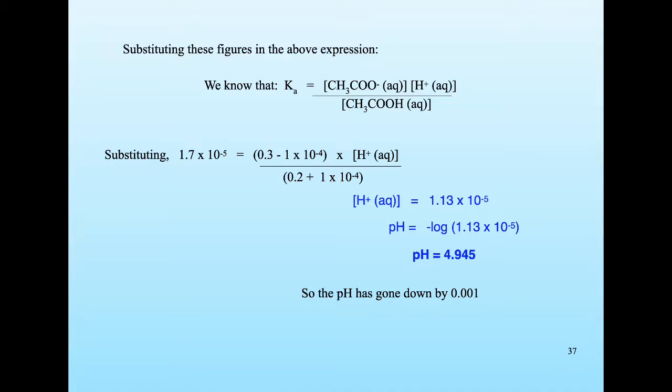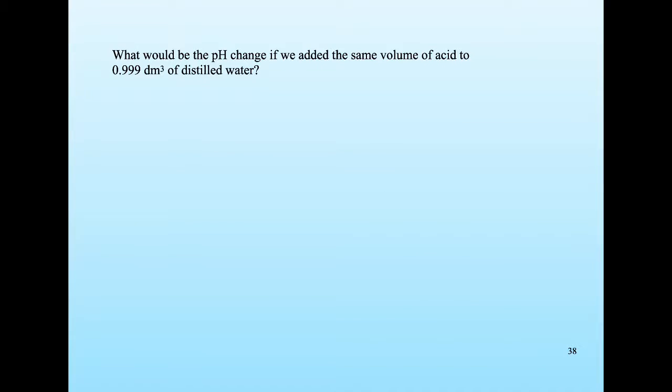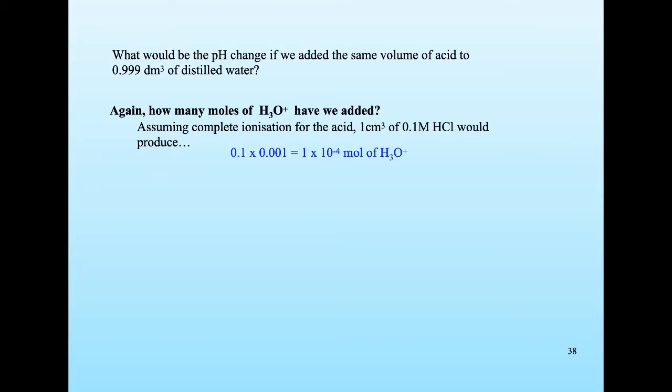Okay, you might think, well, that was just a tiny amount of acid. Literally 1 centimeter cubed of 0.1 molar HCl. Yeah, okay, it was only a small amount of acid. But let's consider what would happen if we added the same volume of acid to 0.999 decimeter cubed, so 999 centimeter cubed of distilled water. How many moles of acid? Same as before.